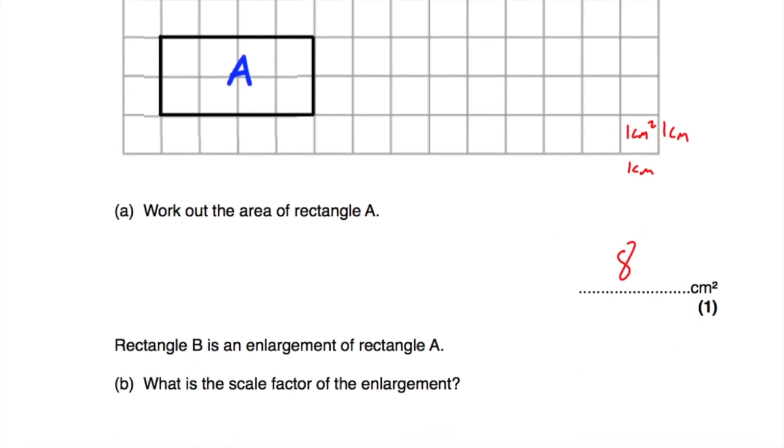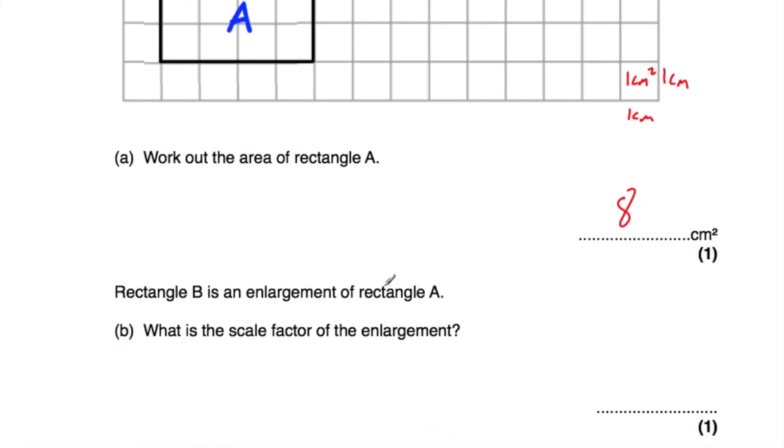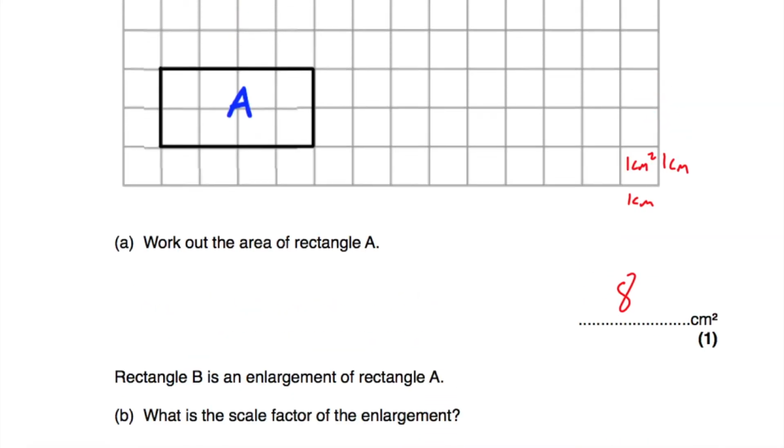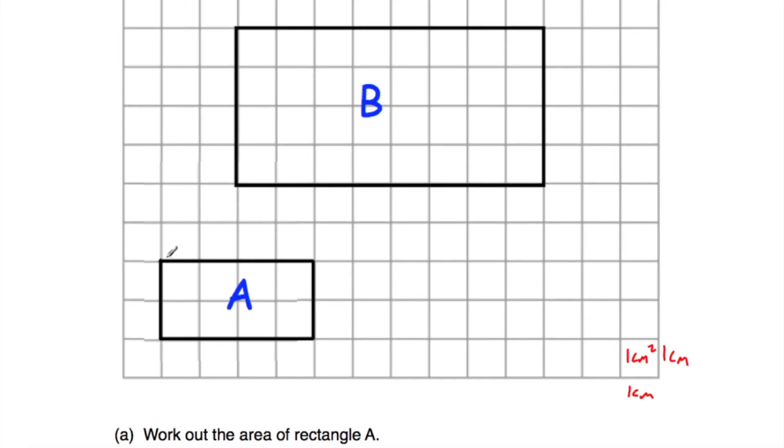Okay, and then we're told rectangle B is an enlargement of rectangle A. So as you can see here, the height of A is 1, 2, and the height of B is 1, 2, 3, 4. So the height is doubled. Let's look at the length. So the length of A is 1, 2, 3, 4. If you double that, you get 1, 2, 3, 4, 5, 6, 7, 8.